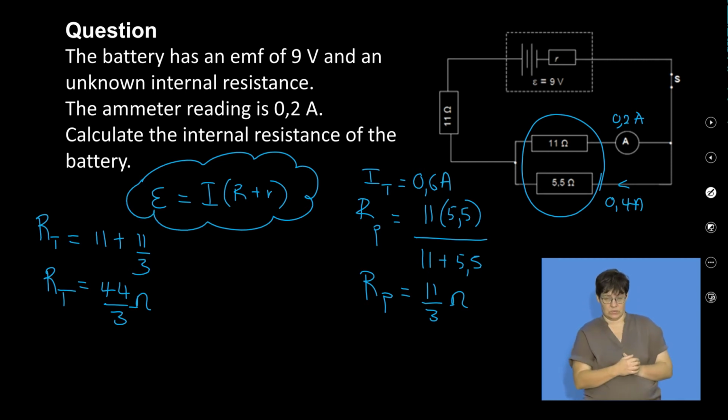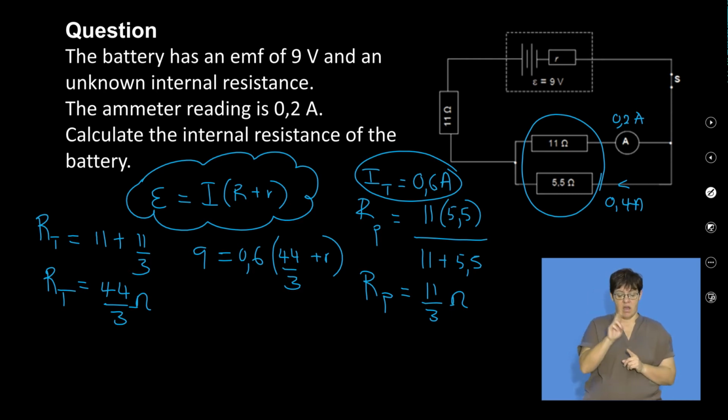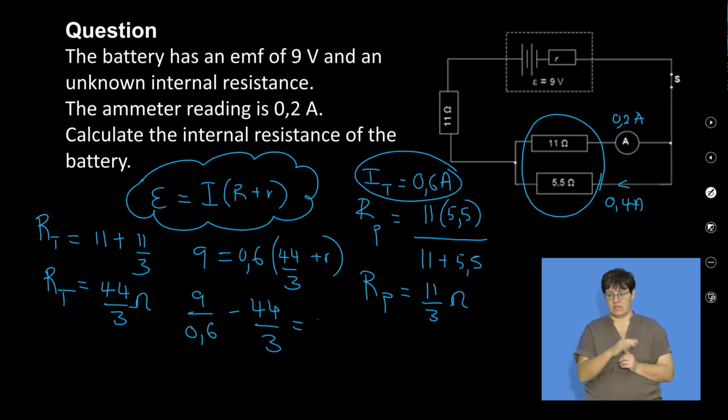We've got the 9 volts there, the EMF, is equal to the total current, which is 0.6, and then the total resistance is 44 over 3, plus our internal resistance R. So we are looking for our internal resistance. If we isolate R, we get 9 divided by 0.6, minus, if we transpose that, 44 over 3. It will give us our internal resistance.